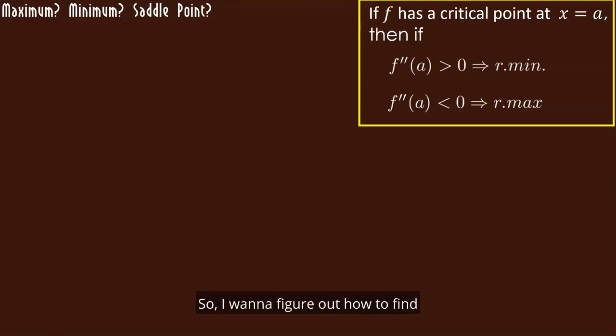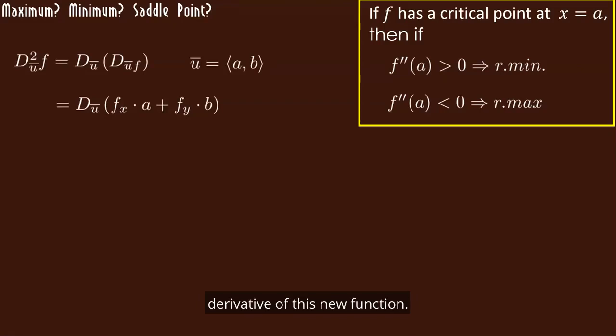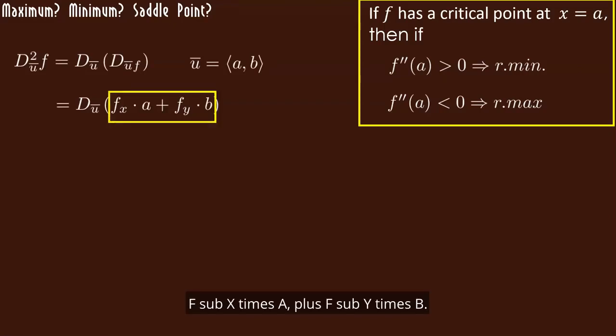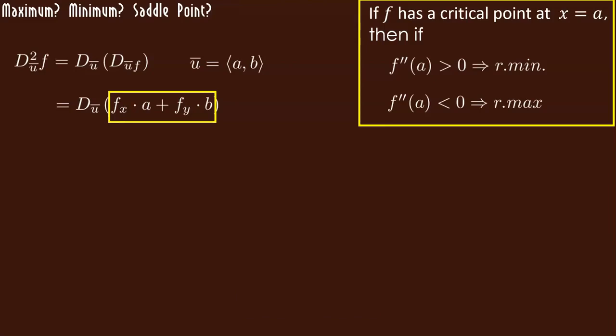So I want to figure out how to find the second directional derivative at the unit vector <a, b>. I need to take the directional derivative of this new function, f sub x times a plus f sub y times b. When I take a directional derivative, I take the partial with respect to x and multiply it by a, and then I take the partial with respect to y and multiply it by b. But there are two terms in here, so the first thing I'm going to do is the f sub x, and then I'll do the f sub y.